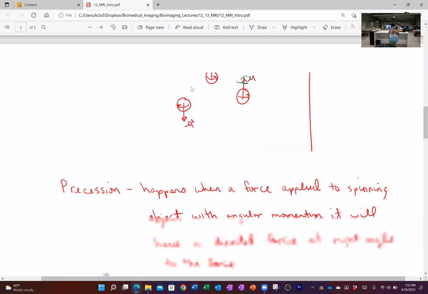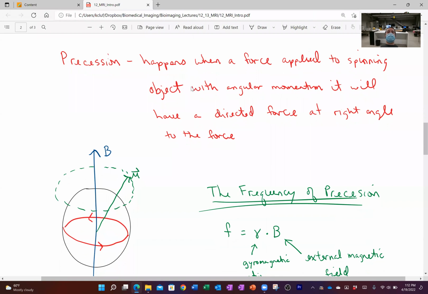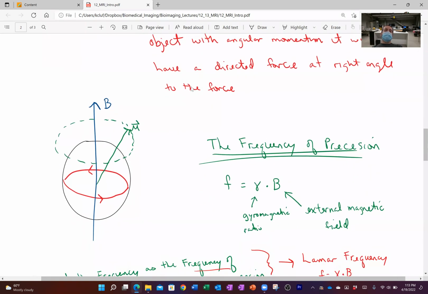But again, you're going to have precession anytime you have a force applied to a spinning object that has angular momentum. That will produce a directed force at right angles to the force, and that makes it wobble about the external force. This is called precession. The frequency of precession can be calculated as the gyromagnetic ratio times the strength of the external magnetic field.